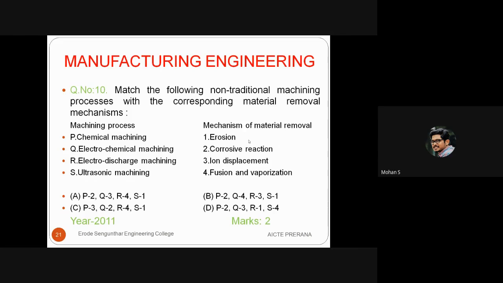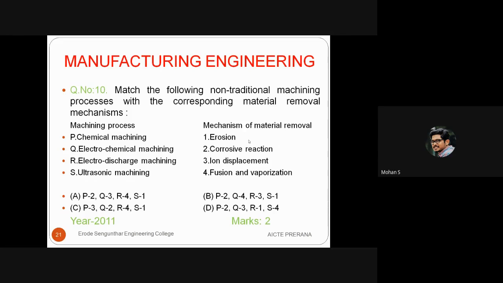Then coming to option B, chemical machining is matched with corrosive reaction. Electrochemical machining is matched with fusion and vaporization. Electro-discharge machining is matched with ion displacement, and ultrasonic machining is matched with erosion. So what will be the right answer?